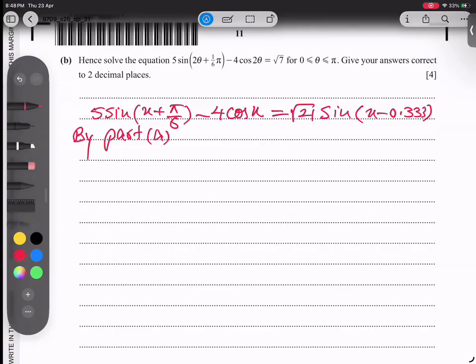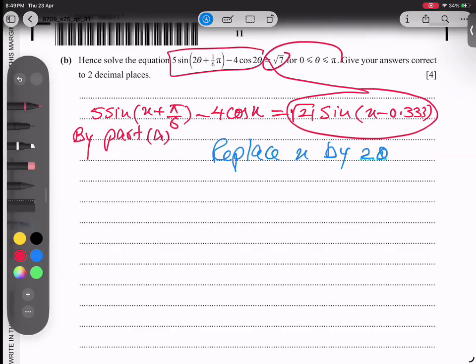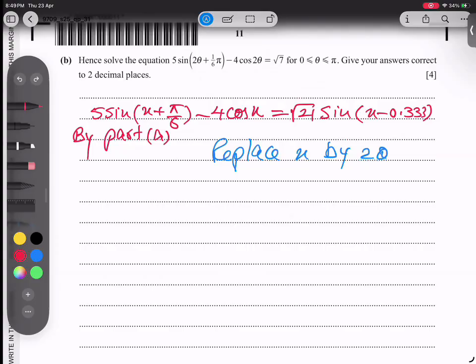Okay, check it, students. The left hand side is completely the same, with only a slight difference. What is the slight difference? X replaced by 2 theta, rest everything same. So replace X by 2 theta, both sides, not only here, not only here, even here. So then I can say this is completely replaced by this and equal to root 7. So I'm writing here root 21 sine of 2 theta minus 0.333 is equal to root 7.